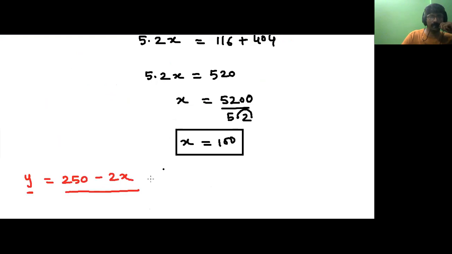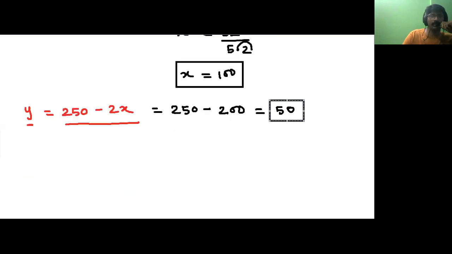So let's plug it. So y is equal to 250 minus 100 into 2, 200. And so the value of y will become 50. And once we get the value of y as 50, we can write the solution set. Now how do we write the solution set, guys? I hope you by now got the master there. Solution set. So the solution set will be open curly bracket x comma y and then close the curly bracket.